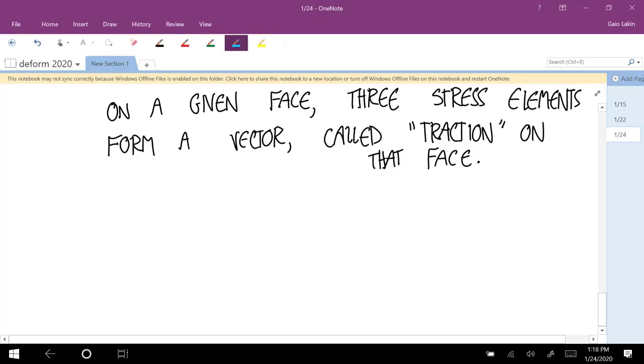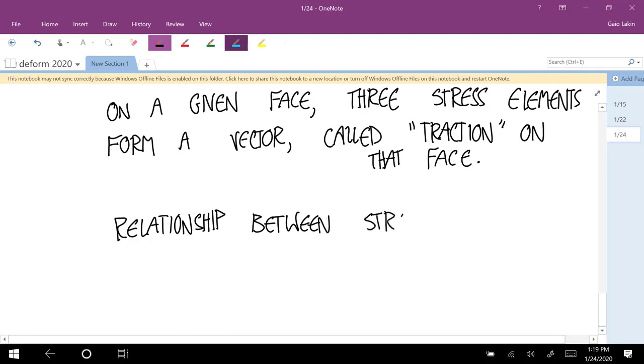Okay, so it turns out that there's a relationship between the tractions and the stress tensor that's really useful in calculations sometimes. The relationship between the stress tensor and traction vectors.